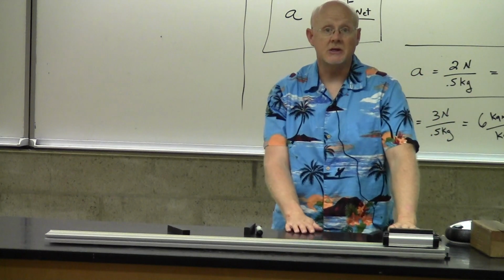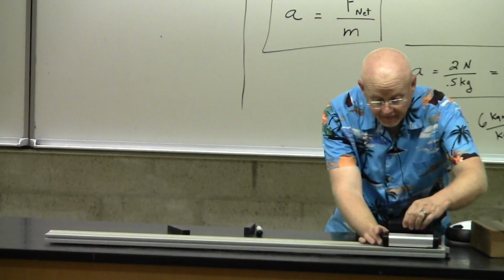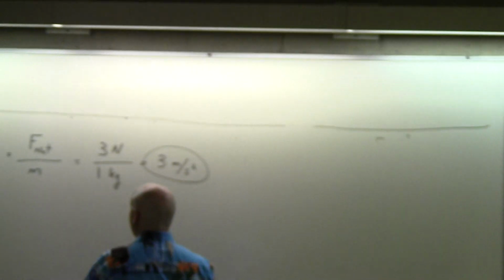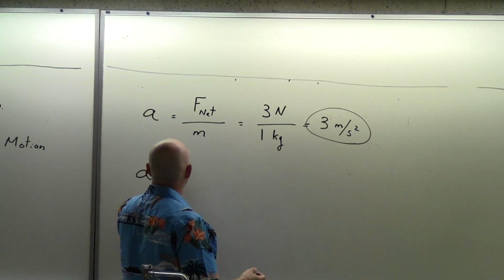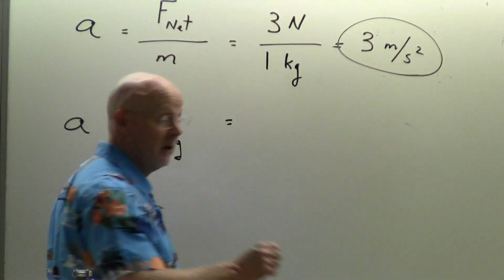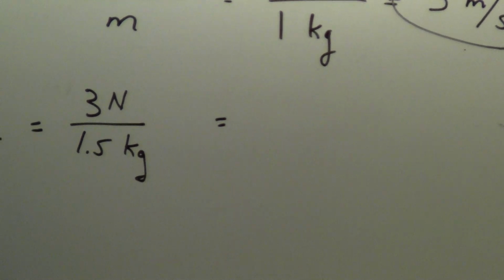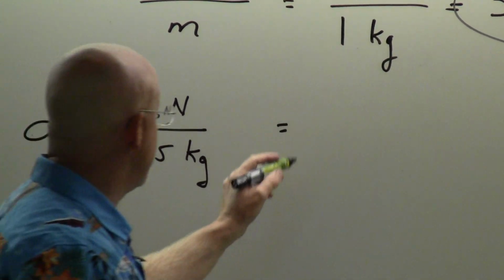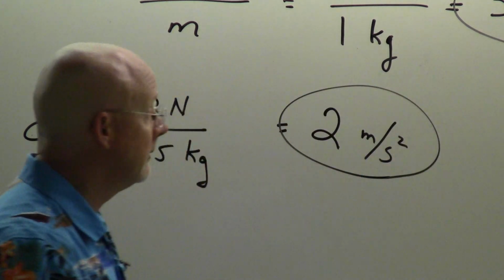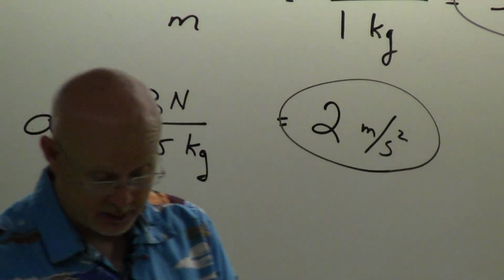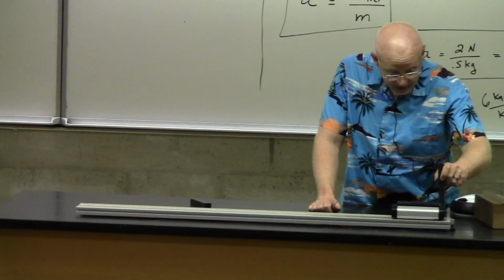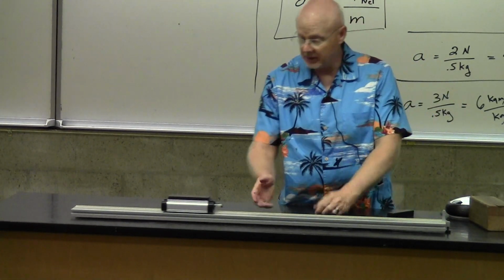This really changes the acceleration. In fact, if I do it one more time, put another mass bar on here, and maybe do the calculation first, I would have a force of 3 newtons again, but now I have a mass of 1.5 kilograms. And so 3 divided by 1.5 is 2 meters per second squared. And so I even have lower acceleration. And so we'll watch it. Yeah, look how slow that is.